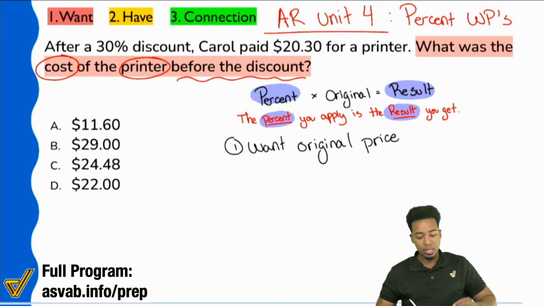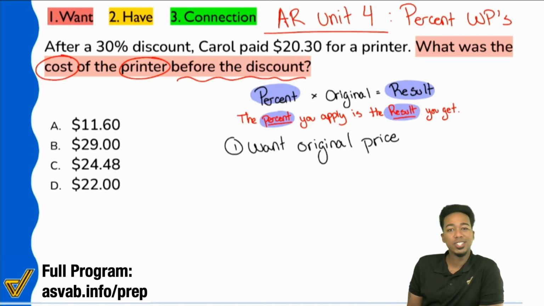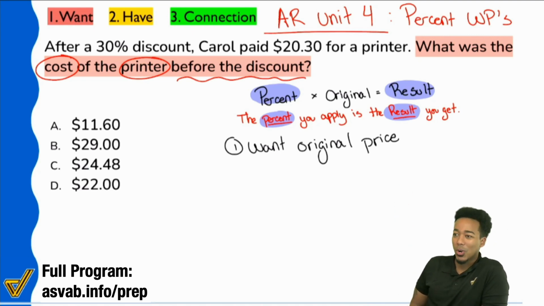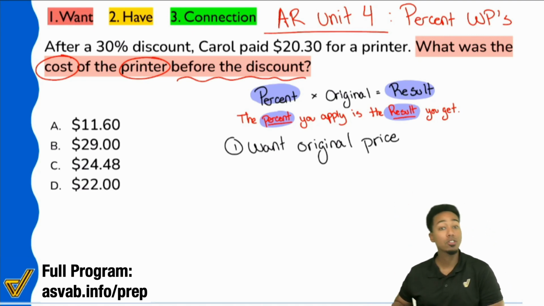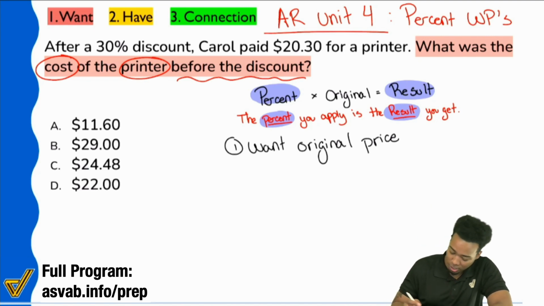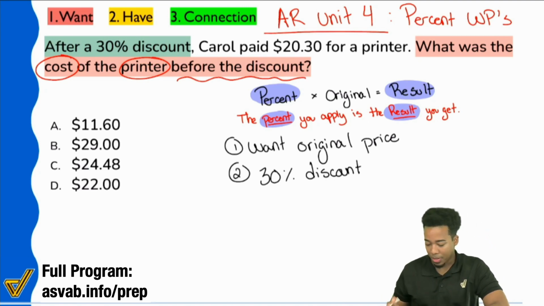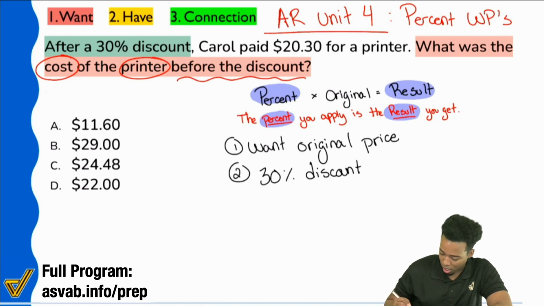Now, next, let's read through the information and see if we can figure this out. As long as you understand what this means, you're going to notice how percents work. First things first, we see that it says after a 30% discount. Okay, cool. Let's write this down here. We have a 30% discount. And then it says Carol paid $20.30 for a printer.